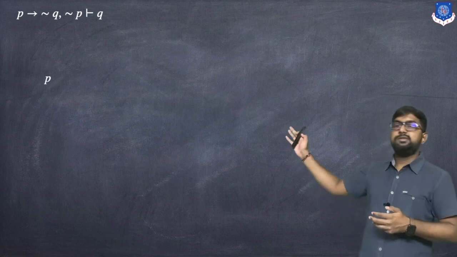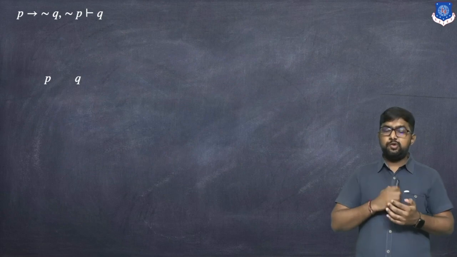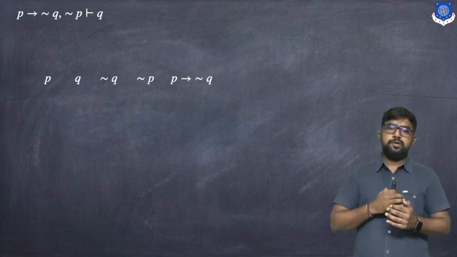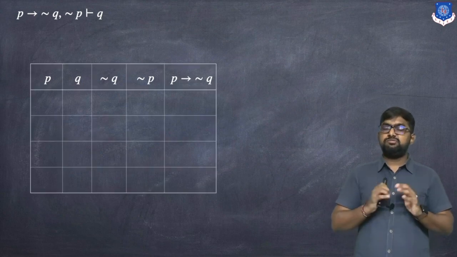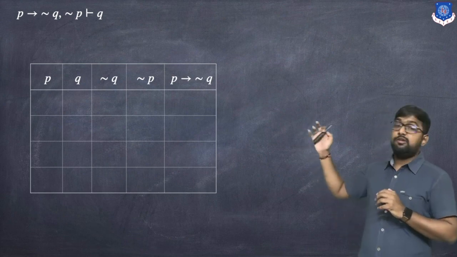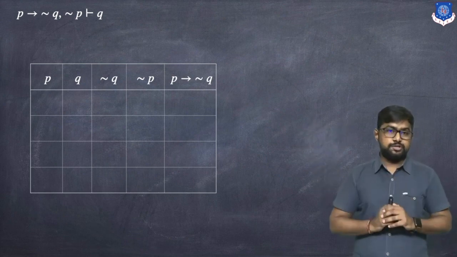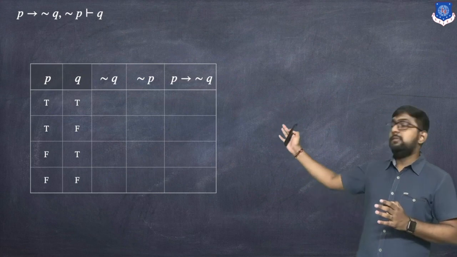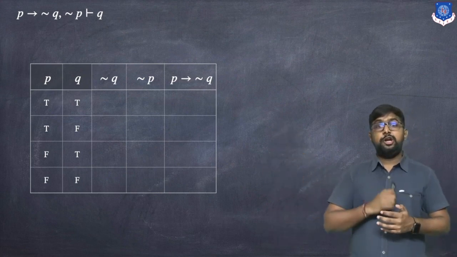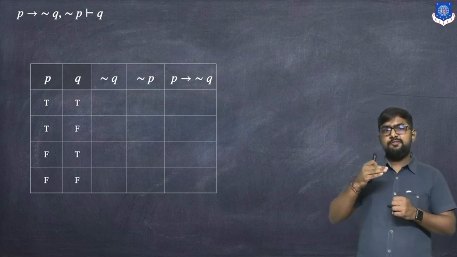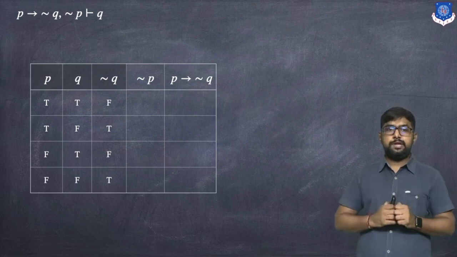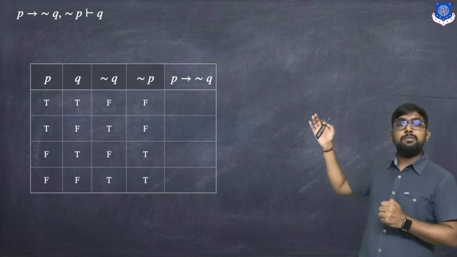So first we construct columns for P, then Q, then not Q, then not P, and then P implies not Q. This will be the truth table, so this many columns will be there. We have two statements, so how many possibilities will there be? There will be 4 possibilities: TT, TF, FT, and FF. Now not Q. Q is TFTF, so not Q will be FTFT. Now not P. P is TTFF, so not P will be FFTT.